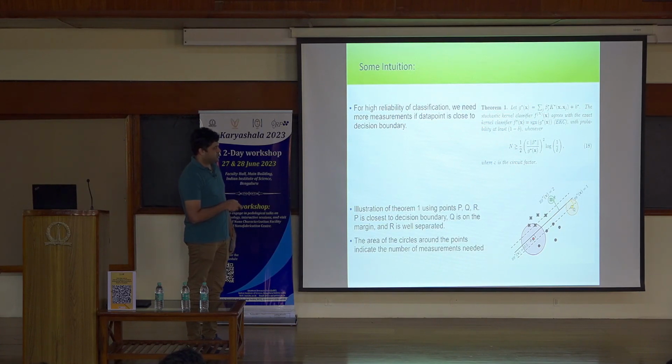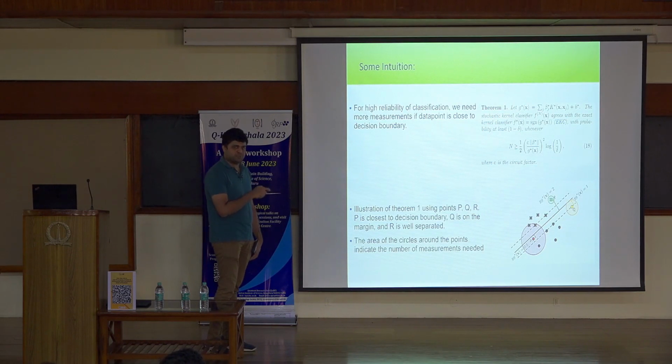You can derive a Chernoff bound for that, where C is the circuit factor, which depends on whether you're using the gate circuit or the swap circuit. It actually leads to different measurement statistics. What this tells us is that this depends inversely on G star of x. So if you are closer to the margin, or the decision boundary, then you'll need more measurements. That is, you need more precise kernel evaluations, because noise can put you over to the other side.